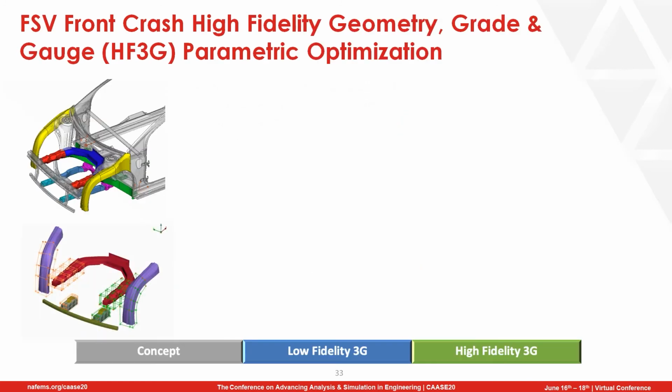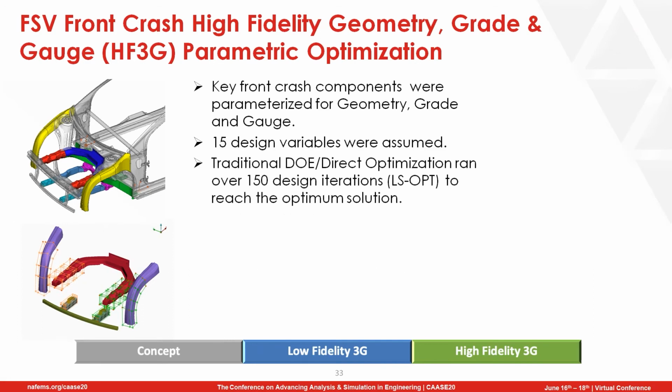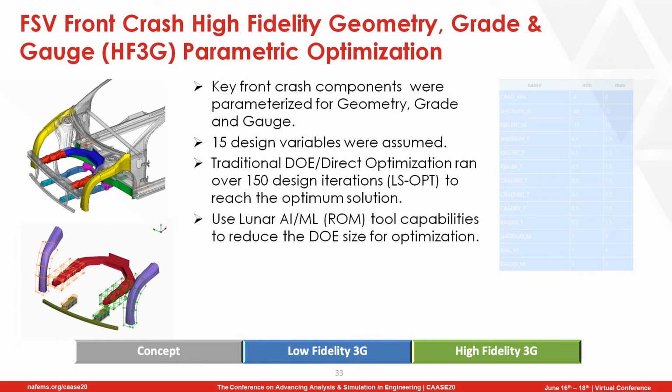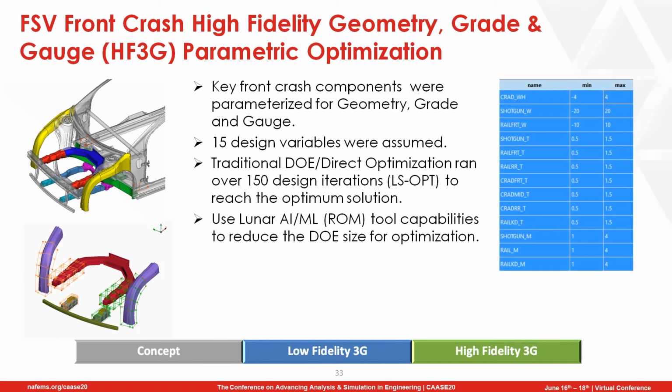In this slide, we show the frontal crash model, the components that are absorbing energy and passing the load. Those are the key components where we are putting design variables. We parameterize them and allow them to change the geometry, the gauge, and the grade. We came up with about 15 design variables for the thicknesses and other designs for the geometry. In the traditional DOE direct optimization, we had about 150 design iterations. Now we want to see how effective the AI ML solution is, and how we can reduce the DOE size of the optimization.